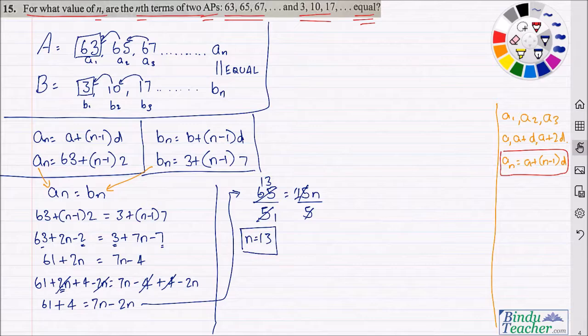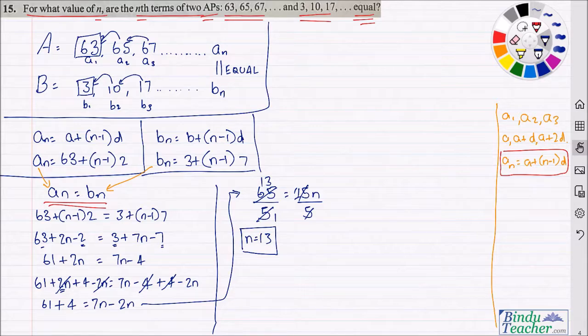But let's be sure that we have found the right answer. How can we verify this? We can easily verify this by calculating a of n and b of n separately using n equal to 13. So let me do that. So I'll do it at the top here.